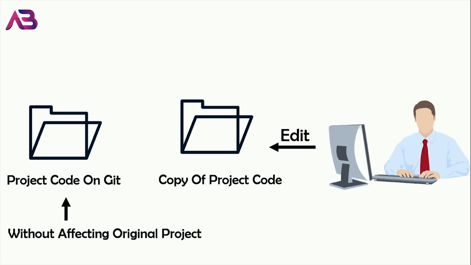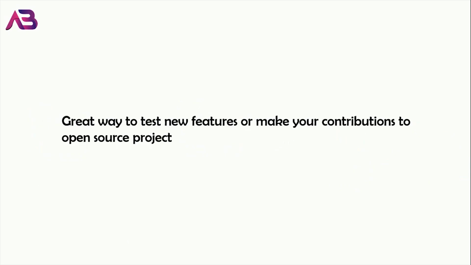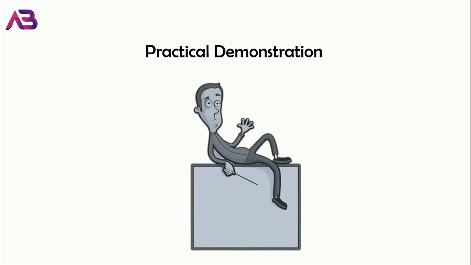This is really helpful if you want to experiment with new features or fix certain bugs in code without messing up the main project. In short, Git fork is a way to copy somebody else's project that you can work on independently. This is actually a great way to test new features or make your contributions to open source project. Now let's see the practical demonstration of Git fork.